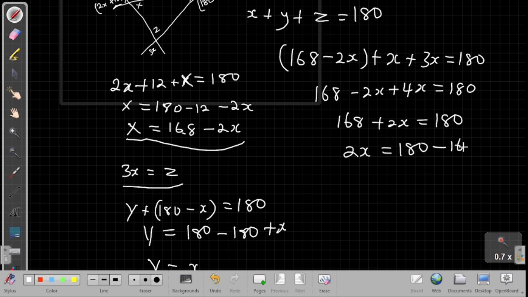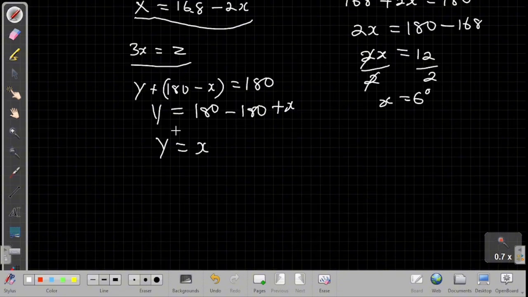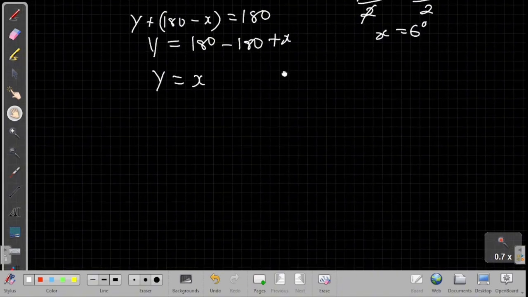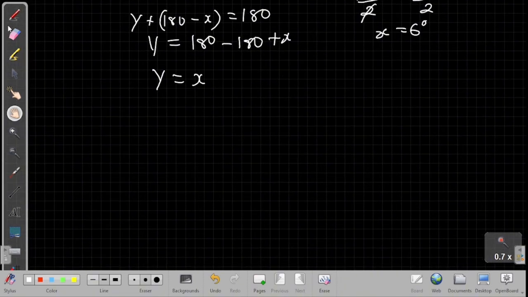Right? So 168. Sorry for that. 168. So 2x will now be equal to 180 minus 168, which is 12. Therefore, we are going to divide both sides by the coefficient of x, which is 2. So x will now be equal to 12 divided by 2, which is 6. So we have 6 degrees. So we have gotten our x to be 6 degrees.